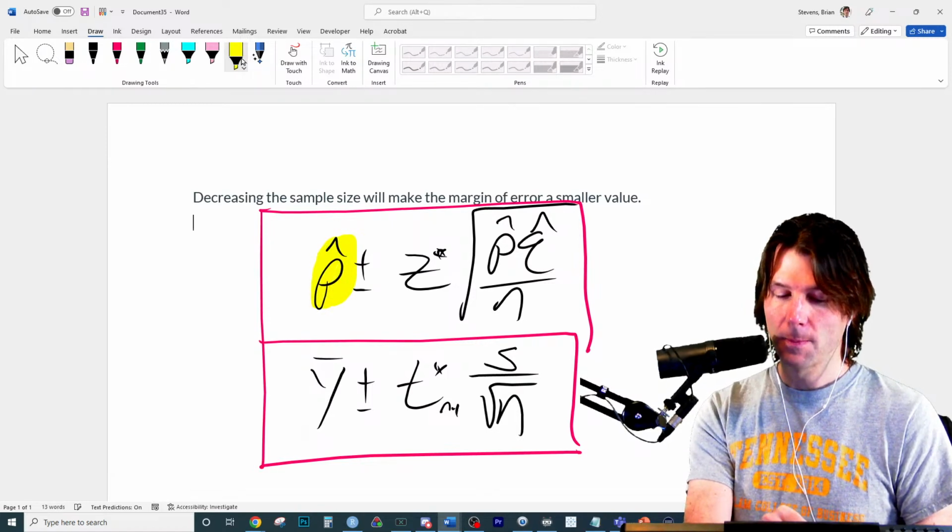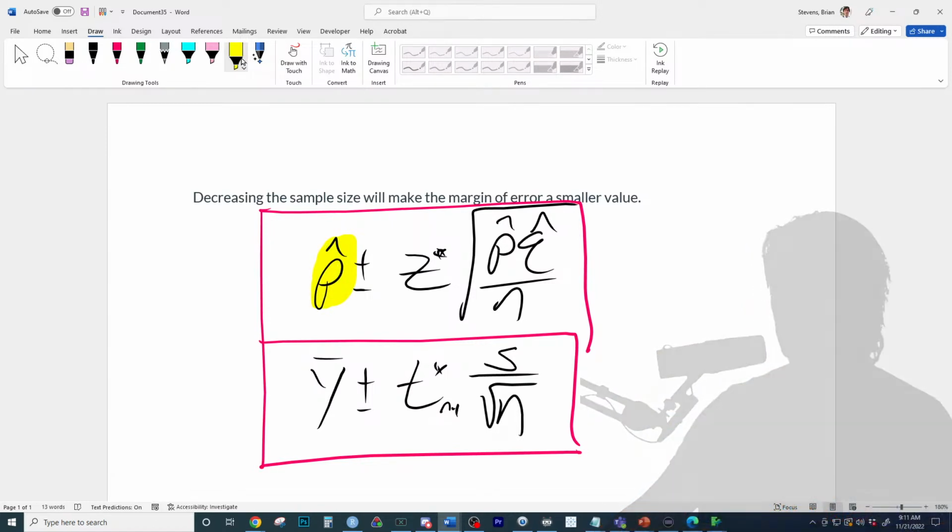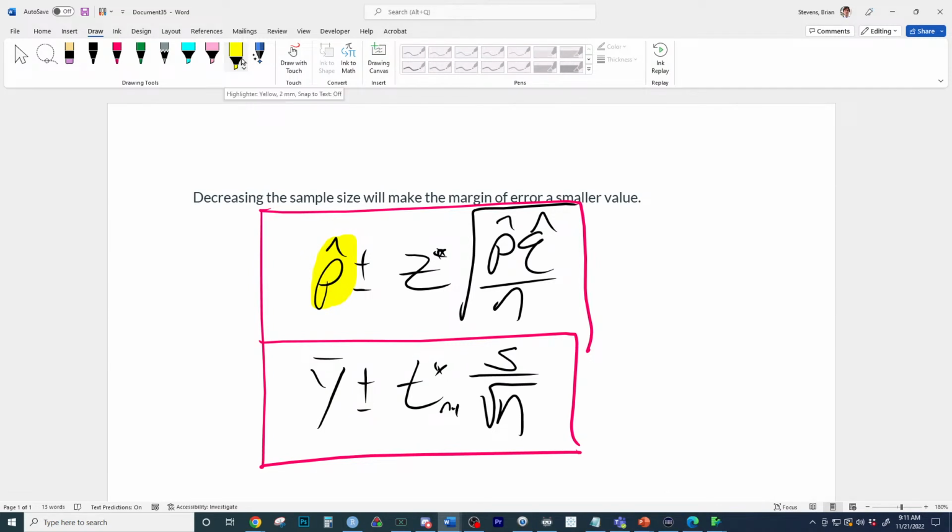So let's start here with p hat. P hat is the sample proportion, which would say something like blank percent of people in our sample said they eat at Taco Bell, but it can also be found with x over n, x being the number of successes, n being the number of trials. So we could say like 40 out of 200 people ate at Taco Bell. So p hat would be 20%, 40 over 200. P hat is the sample proportion.